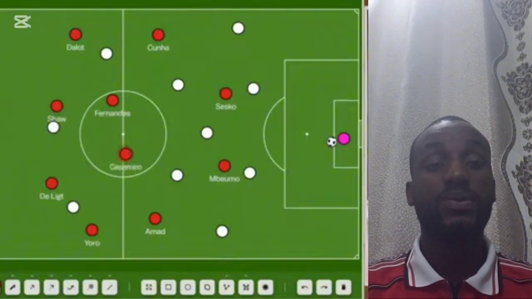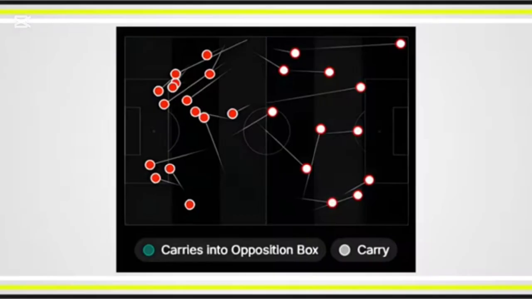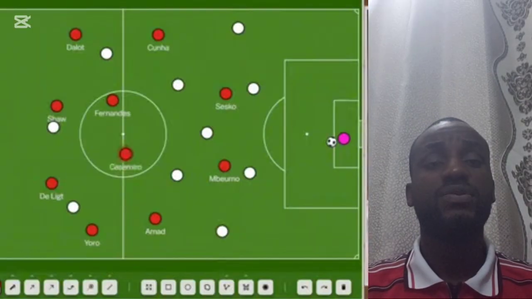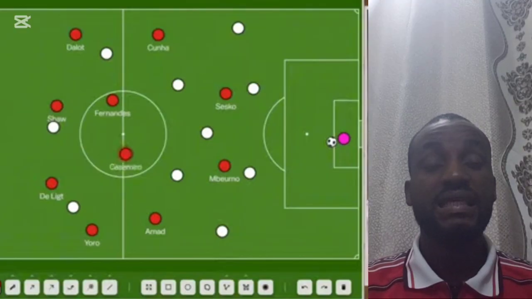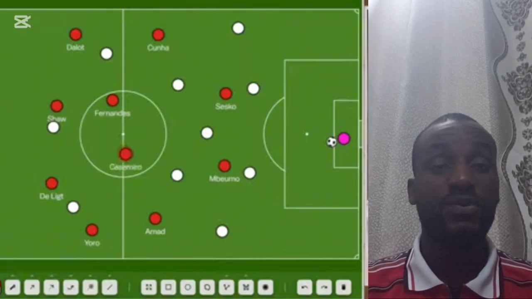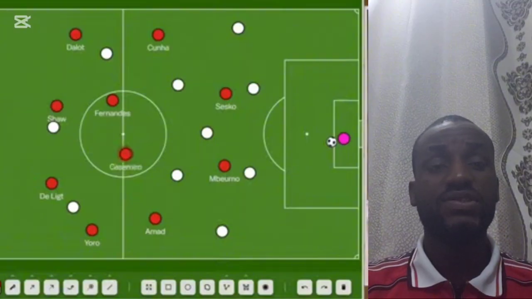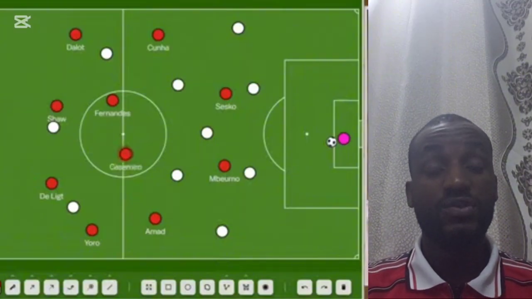You could also see from the progressive carries of Bryan Mbeumo and Amad Diallo that they're beginning to click and synergize, trying to create those overloads on both sides of the pitch. Amad Diallo and Bryan Mbeumo were very important in the Brighton game, because they were trying to double up, two versus one, against the fullbacks of Brighton. This was how Manchester United were able to beat Brighton on the 25th of October, which is last weekend.